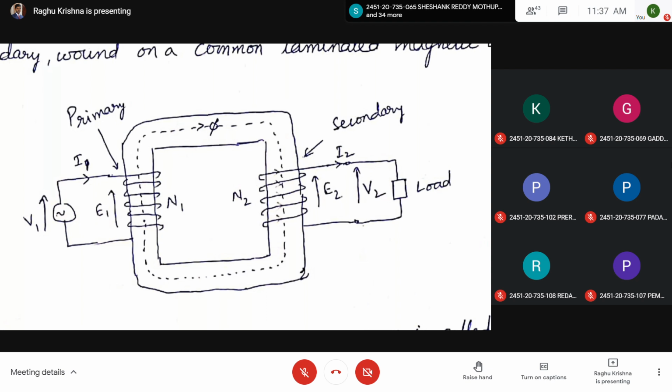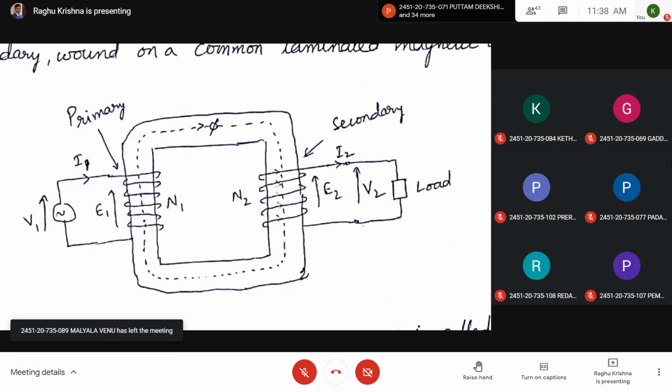Due to this current, as you have already seen, EMF will be induced in the winding. When alternating current flows in the inductor, EMF will be induced in the inductor. The voltage is given by V equal to L di by dt. So here E1 is the induced EMF.